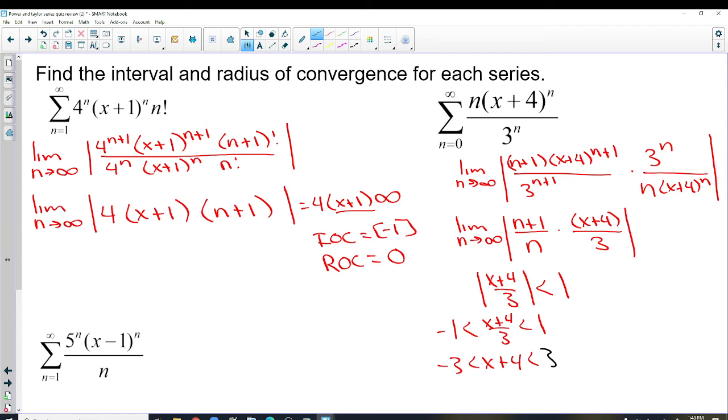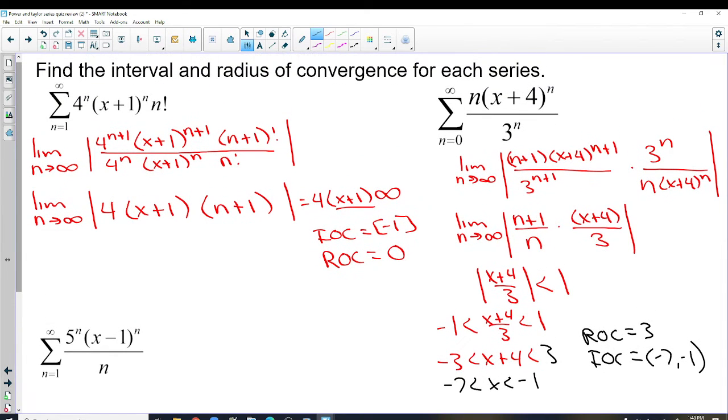There's your interval of convergence, and then we go -7 less than x is less than -1. So radius of convergence is 3. Interval of convergence is -7 to -1. So that was an example of just a nice one, nothing crazy, no zeros, no infinities, nothing crazy.